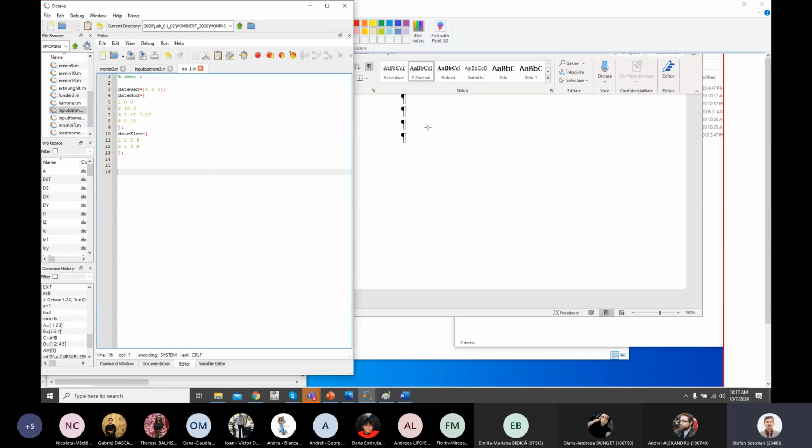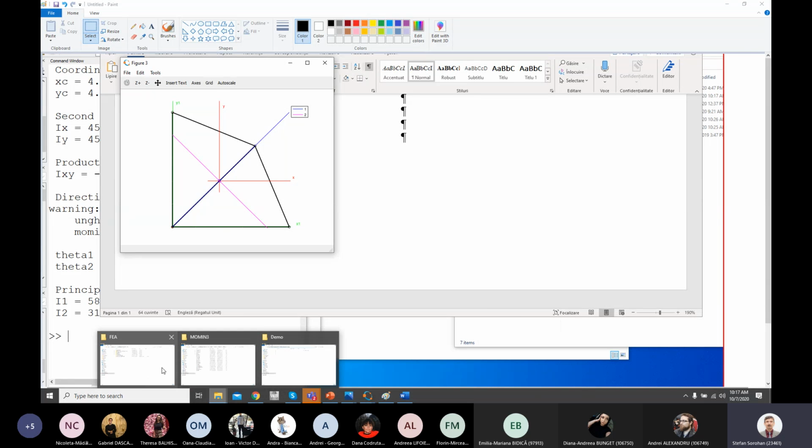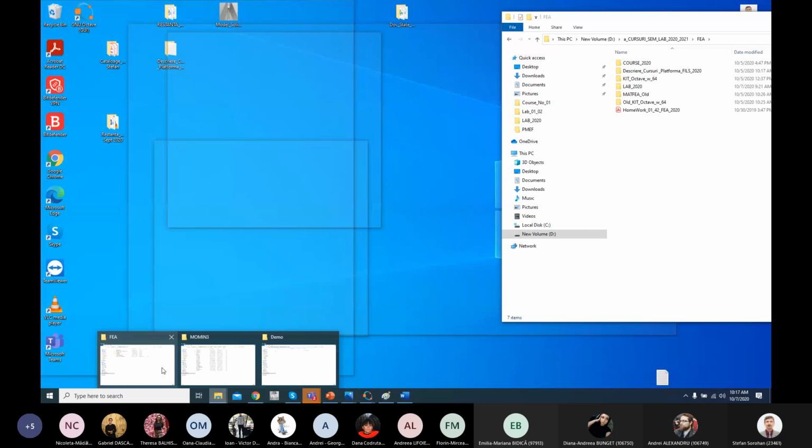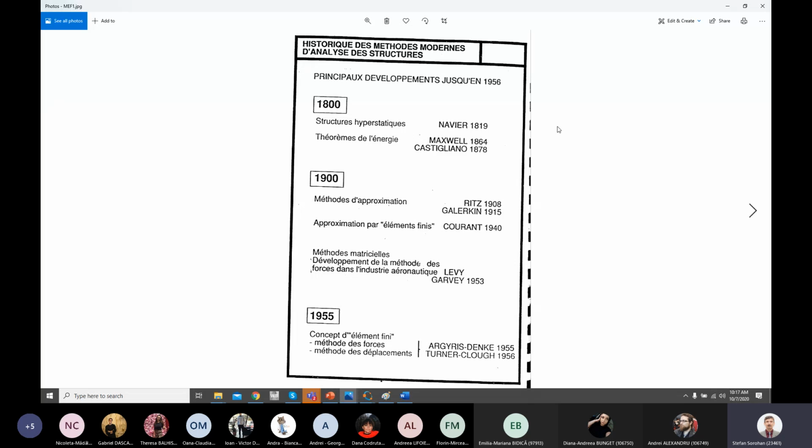Okay. Before continuing with the lab, let's go back and take a look at the historical point of view, because I hope that in the future I will not repeat this kind of thing. So this is also a picture from Professor Radesh.